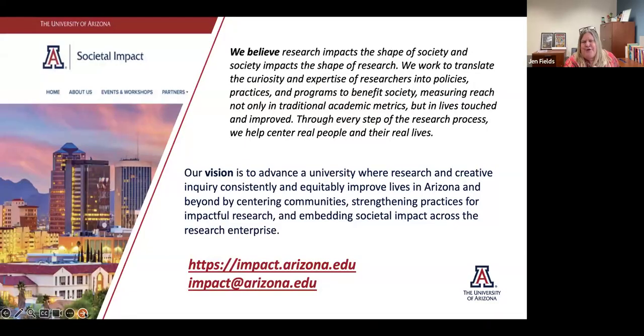So this is us. We're the Office of Societal Impact. We sit under the Office of Research and Partnership, so the VPR's office. We are really all about research impact and benefit to society from research. We're very committed to particularly our land grant mission. You'll see our vision is to advance a university where research and creative inquiry consistently and equitably improve lives in Arizona and beyond. And do that by centering communities, strengthening practices for impactful research, and embedding societal impact across the research enterprise. And our contact info is there if you want to check out our website.